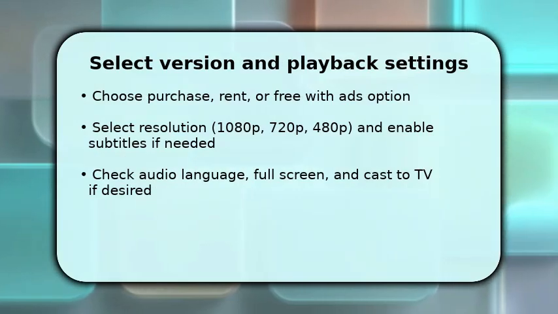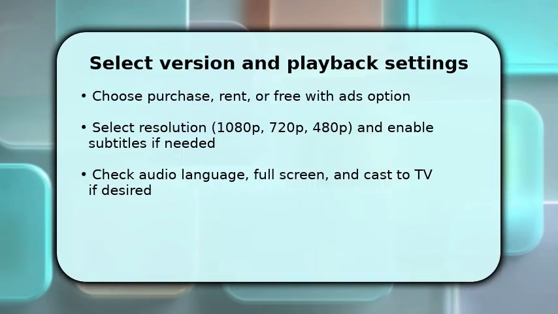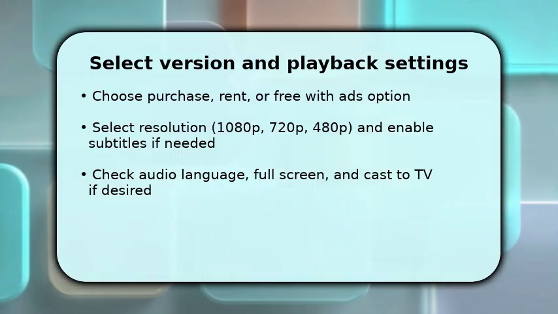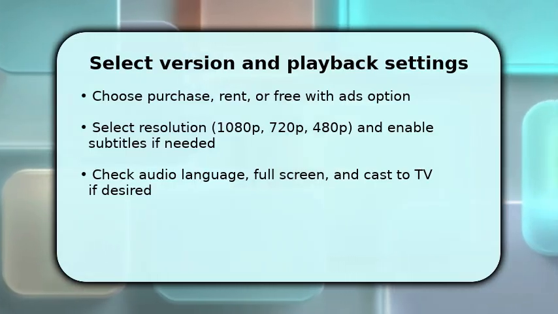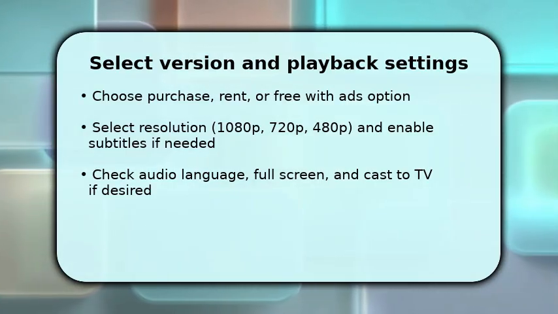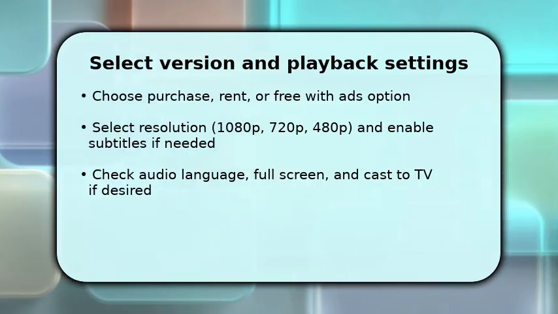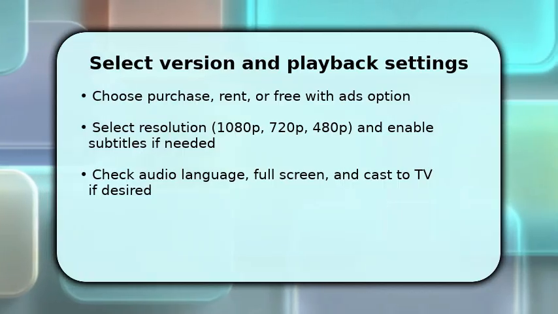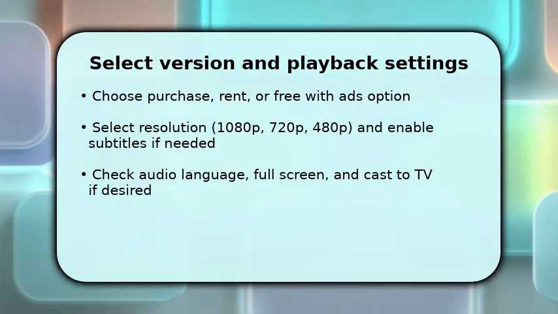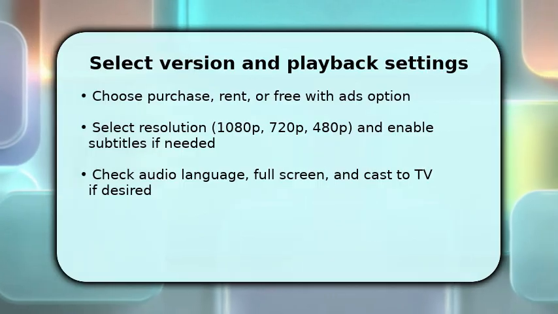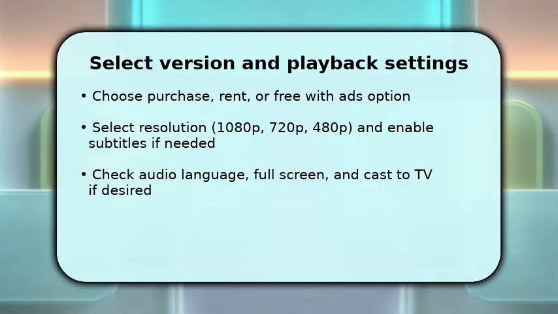After locating the movie, decide whether to buy, rent, or watch the free with ads option. Each has different availability windows. Once selected, pick playback quality, 1080p for sharp visuals, 720p to save bandwidth, and turn on subtitles if you need them. Also verify audio language and any director commentary tracks. If you're watching on a larger screen, use the cast or AirPlay button to stream to your TV. These choices ensure best viewing and prevent mid-film adjustment delays.